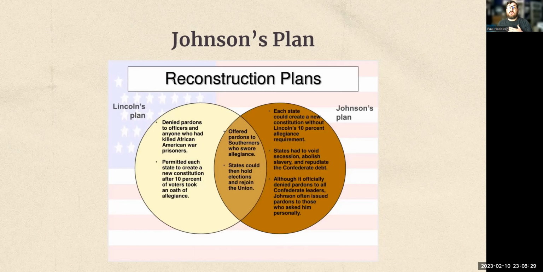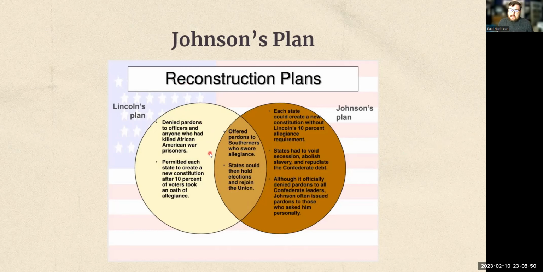And so when he becomes president, he takes it even further to make it even more lenient and easier for the Southern states to come back into the Union. And so you can see here this Venn diagram.